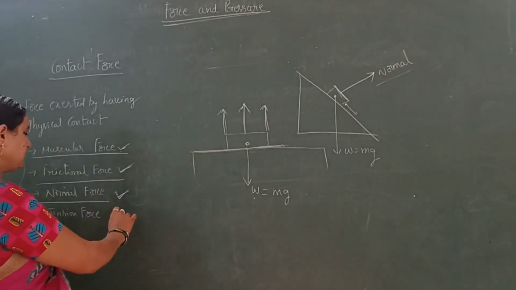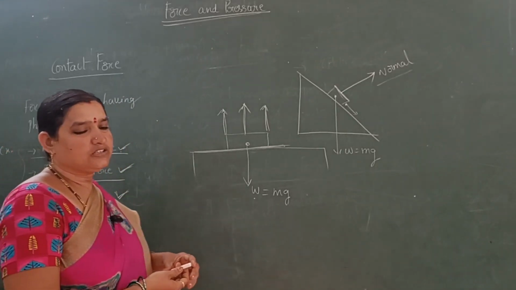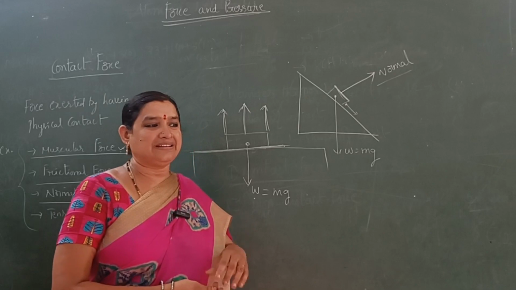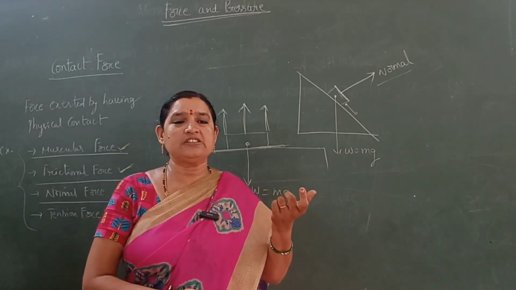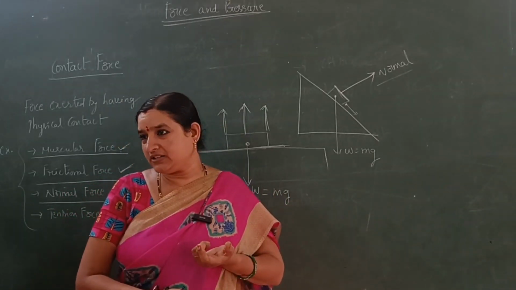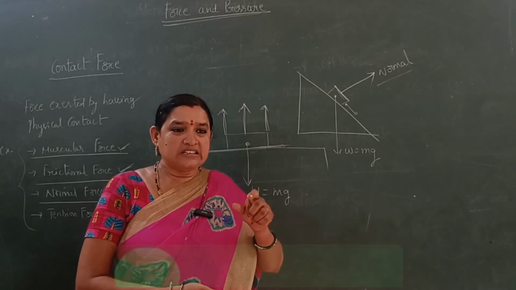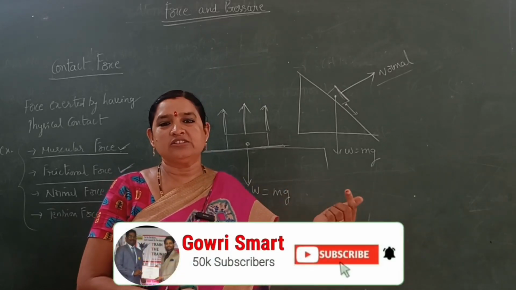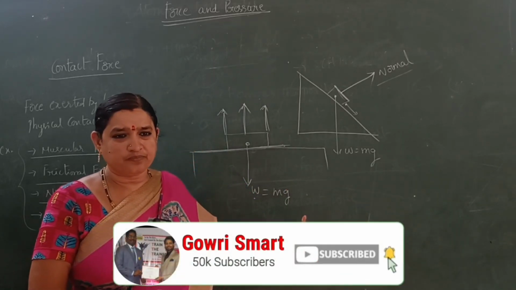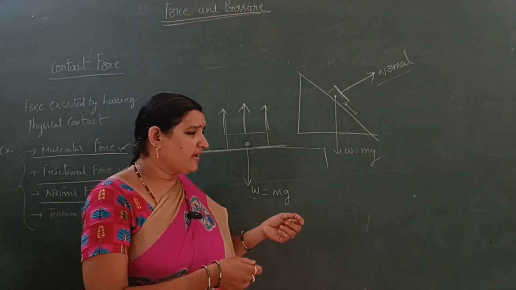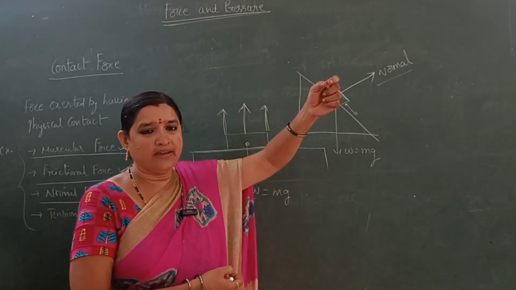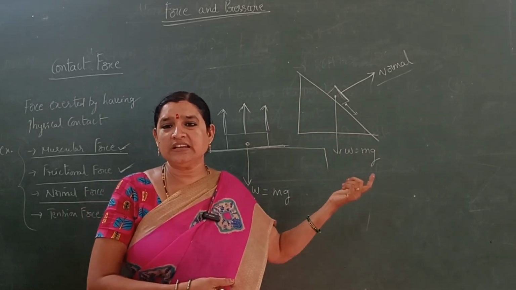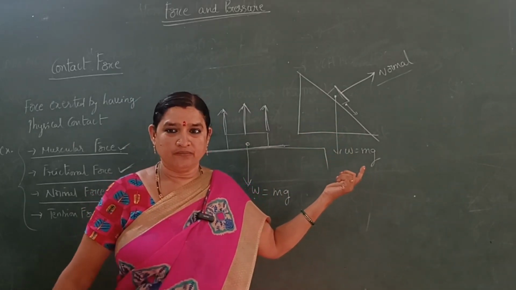The next one is tension force. What is a tension force? Tension means the tightness or the stiffness of the string or rope. So the force exerted by the rope or string is called tension force. If you hang a weight to a hanger, the string has a tension force.